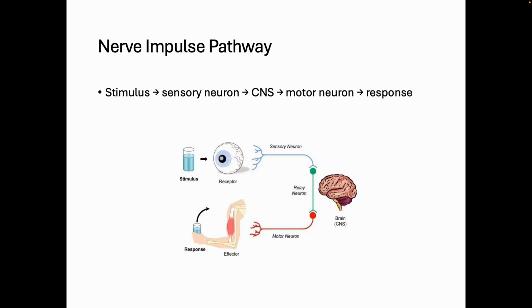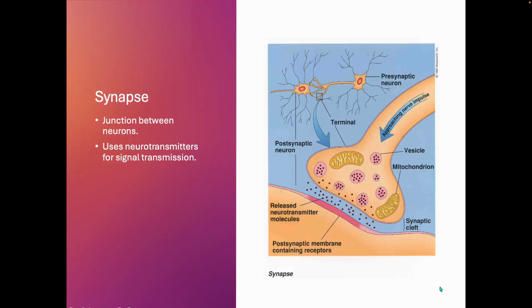The nerve impulse pathway, what happens here, you have a stimuli or some kind of stimulus, a sensory neuron. Central nervous system says, hey, something's going on. Motor neuron says, let's respond. So this is kind of that pathway here. All right. Makes sense. Stimulus, central nervous system response.